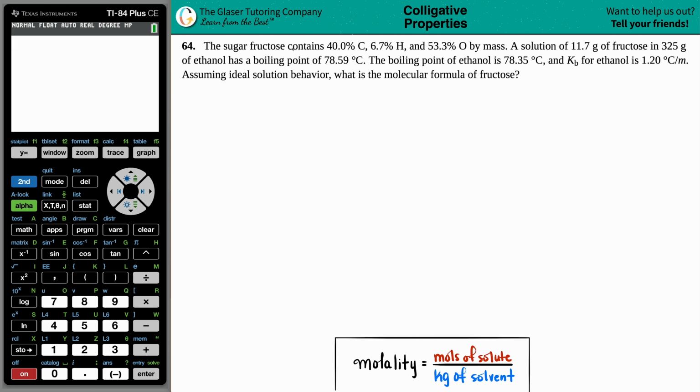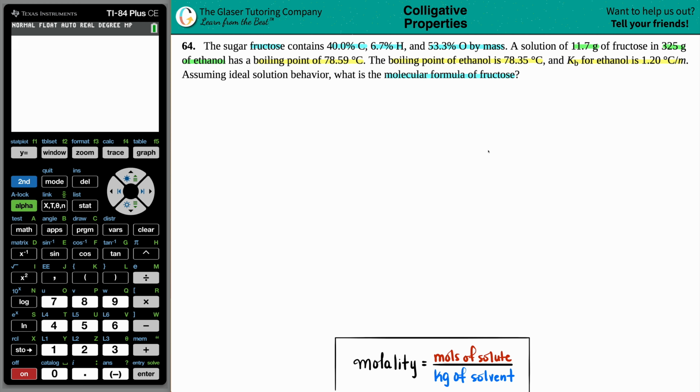Number 64. The sugar fructose contains 40.0% carbon, 6.7% hydrogen, and 53.3% oxygen by mass. A solution of 11.6 grams of fructose in 325 grams of ethanol has a boiling point of 78.59 degrees Celsius. The boiling point of pure ethanol is 78.35 degrees Celsius, and the Kb for ethanol is 1.20 degrees Celsius per molality. Assuming ideal solution behavior, what is the molecular formula of sucrose?